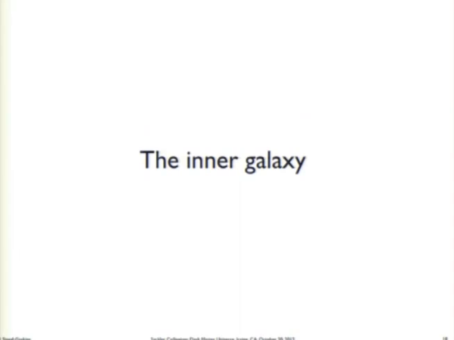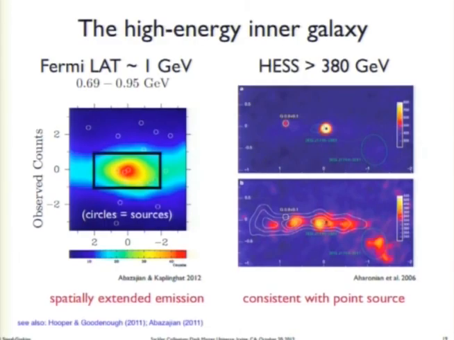So first, the inner galaxy. These are a couple images of the high energy inner galaxy. We already have a lot of very interesting data on it. It's very interesting for astrophysical reasons, obviously. So this, on the left side here, this is a count map from Kev Abazajian and Manoj Kaplinghat's recent paper showing roughly the inner 3 degrees near the galactic center. And this is at energies of about 1 GeV using Fermi LAT data.